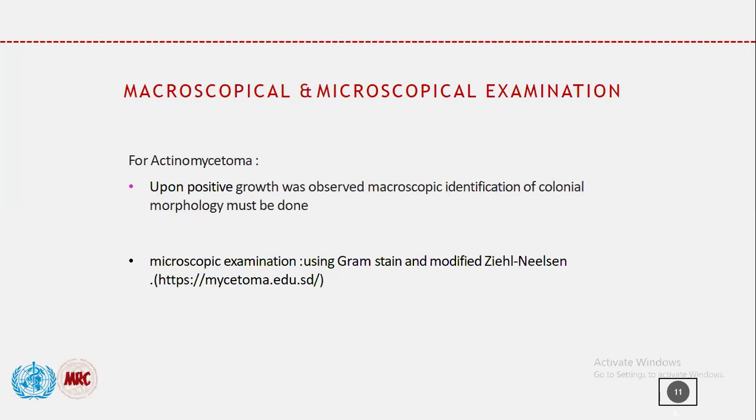Okay, let's go to macroscopic and microscopic examination. For actinomycetoma, once positive growth is observed, macroscopic identification of colonial morphology must be done. The colonies of actinomycetoma have an irregular shape, and they range in color from white to red. In the microscopical examination, we use Gram stain and modified Ziehl-Neelsen stain. We can find the SOPs for these stains at the Mycetoma MRC website.